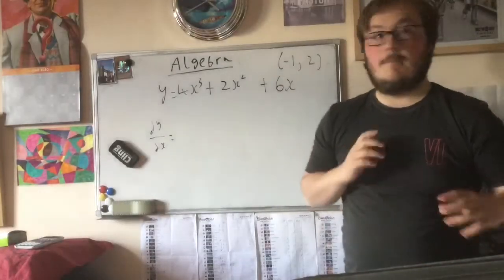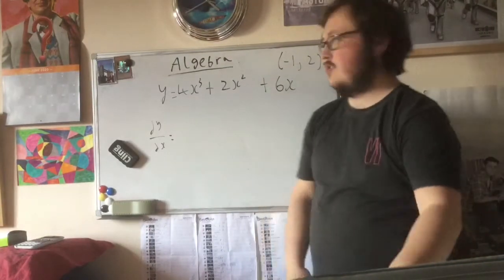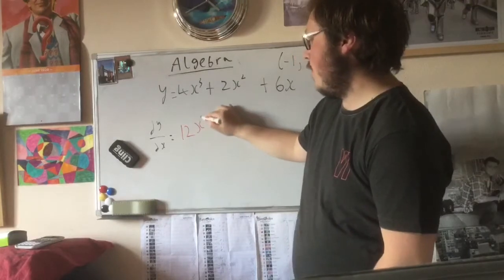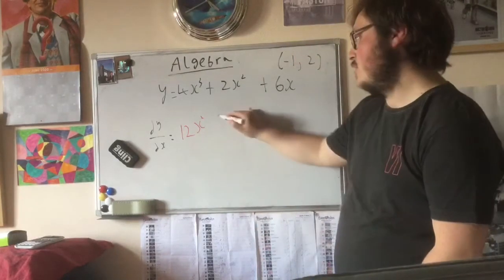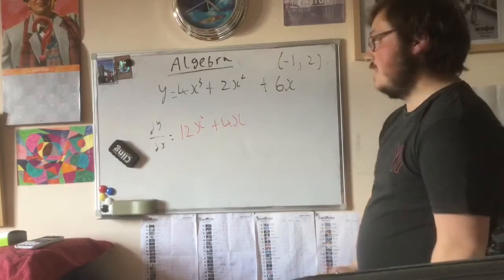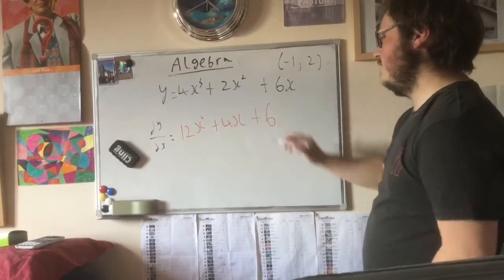So what about this one? Well, let's differentiate this equation. 4x cubed differentiates to become 12x squared. 2x squared differentiated becomes just 4x. And our 6x when differentiated becomes just plus 6.